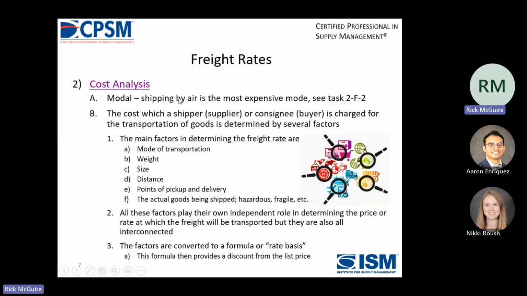So modal, shipping by air is the most expensive. We already discussed that. The cost which a shipper or consignee is charged for the transportation of the goods is determined by several factors. The main factors in freight are the mode. Are you flying it? Are you putting it on a truck? The weight, the size, the distance, the points of pickup and delivery, and the actual goods being shipped, hazardous, fragile, etc.